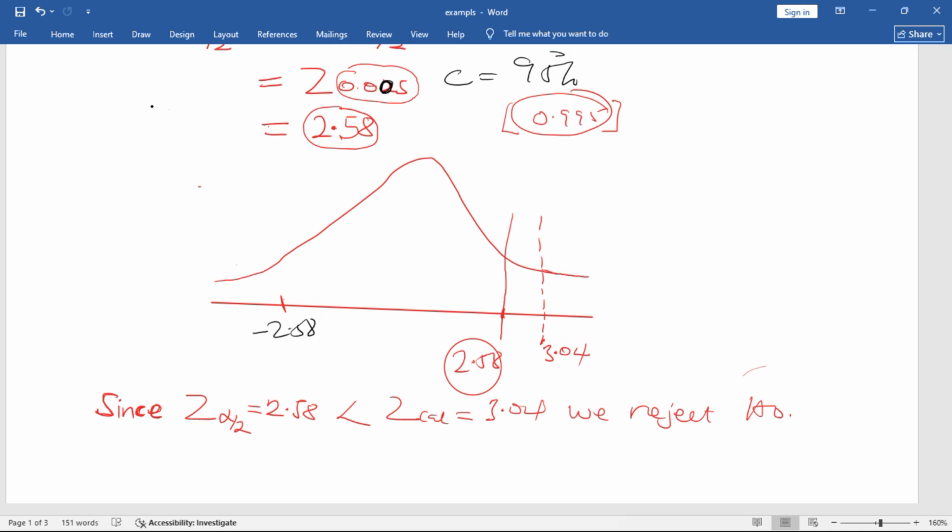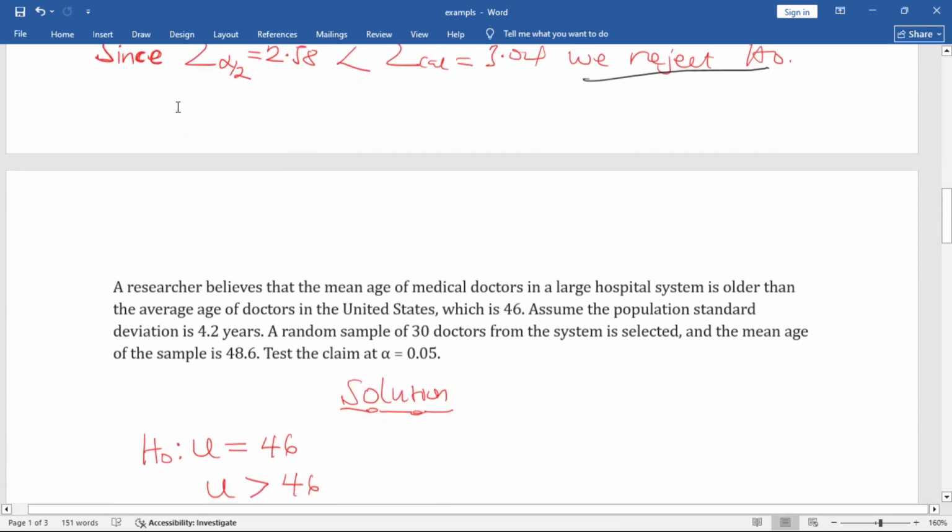And then once you draw this diagram, we are going to see where our 3.04 lies. You could see that 3.04 is greater than our critical value, so it will definitely lie in the rejection region, right? So here, since our z subscript alpha divided by 2, which is equal to 2.58, is less than our z calculated, which is equal to 3.04, we are going to reject our h naught. So this is how we can solve for this question. Let's go to our next question.